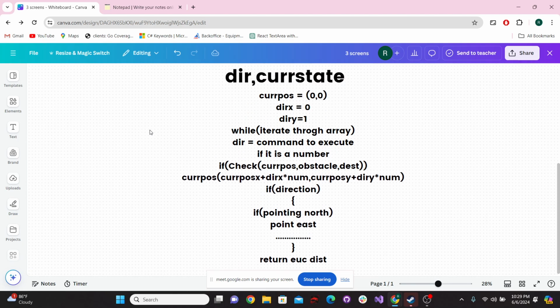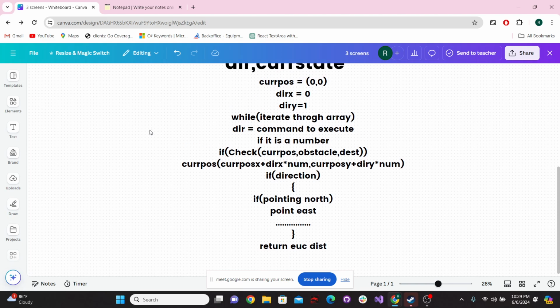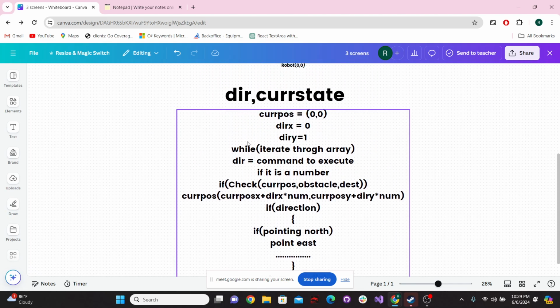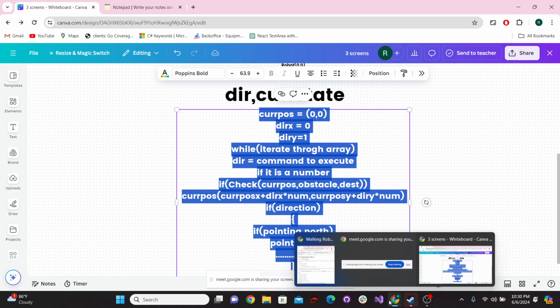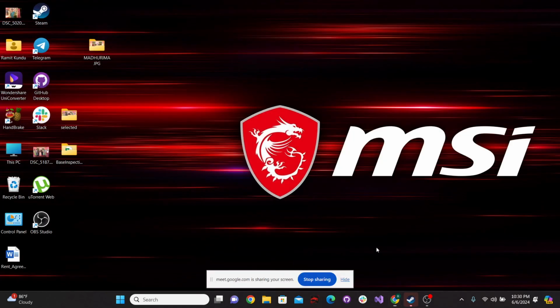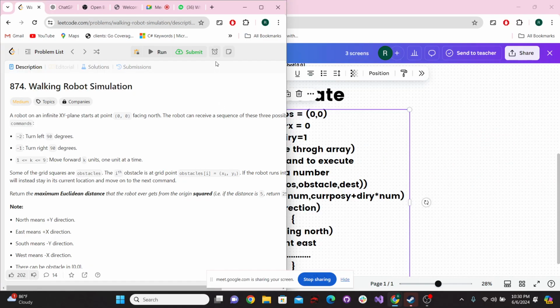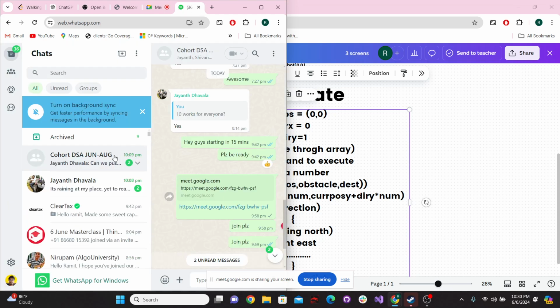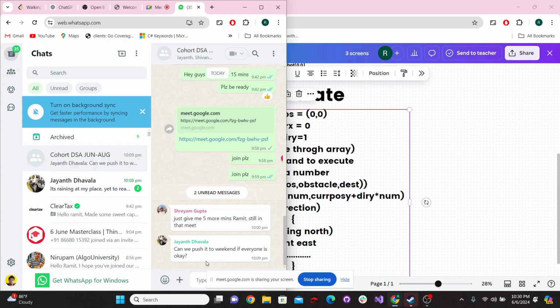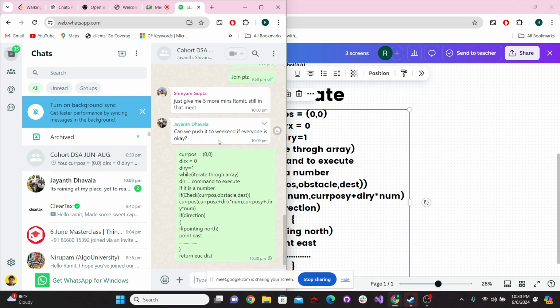What I want you to do as homework is do this problem on your own and find the solution on your own. Don't look at LeetCode answers and stuff. Just try to see if you can solve it, and then get back to me, and I'll be happy if you've solved it on your own. I'm just going to paste it in the chat.